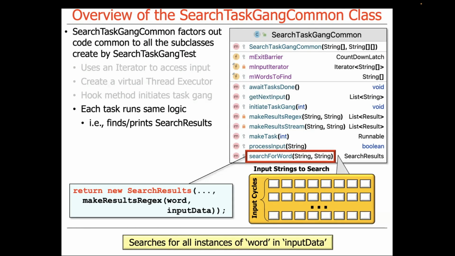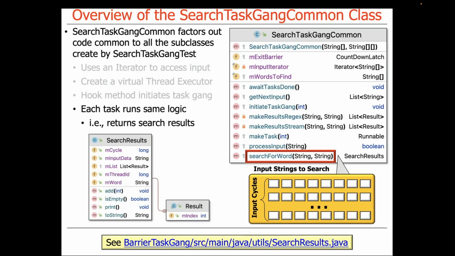Here's what searchForWord does. It goes ahead and searches for all instances of word in input data. And it's going to use a really cool factory method called makeResultsRegex, which we'll take a look at here shortly. It returns search results.